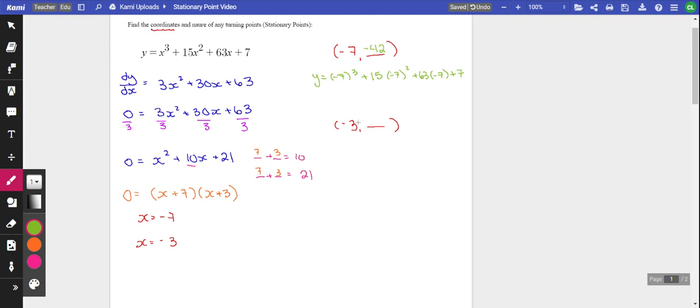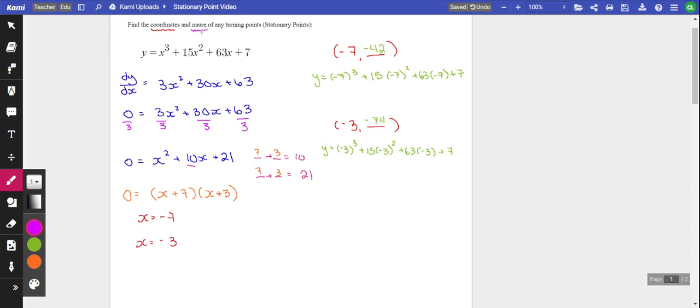The y value of the other one, now we're going to put negative 3 in for all of our x's to find the y value that goes with it. So negative 3 cubed plus 15 negative 3 squared plus 63 times negative 3 plus 7. And this one would give us an answer of negative 74. So now we've determined the coordinates, negative 7, negative 42, and negative 3, negative 47. But now we have to determine the nature.